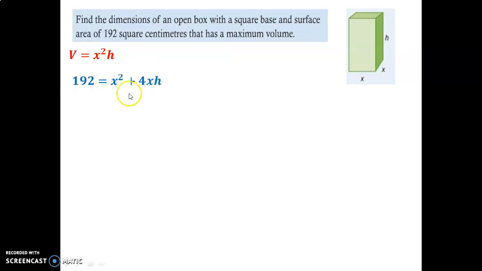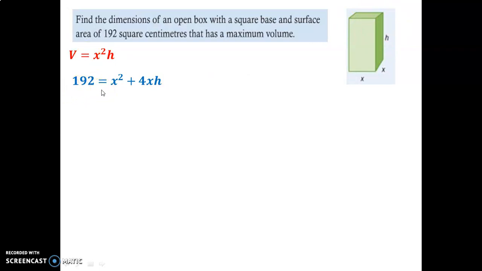Surface area looks like this. We are told that the surface area is 192, so we put that here, and we know this box is made of 5 surfaces. The bottom, and then the 4 sides. The bottom has an area of x squared. Then plus 4 sides, and each side has an area of x times h, because those are 4 identical rectangles along the sides. So there are our 2 equations.